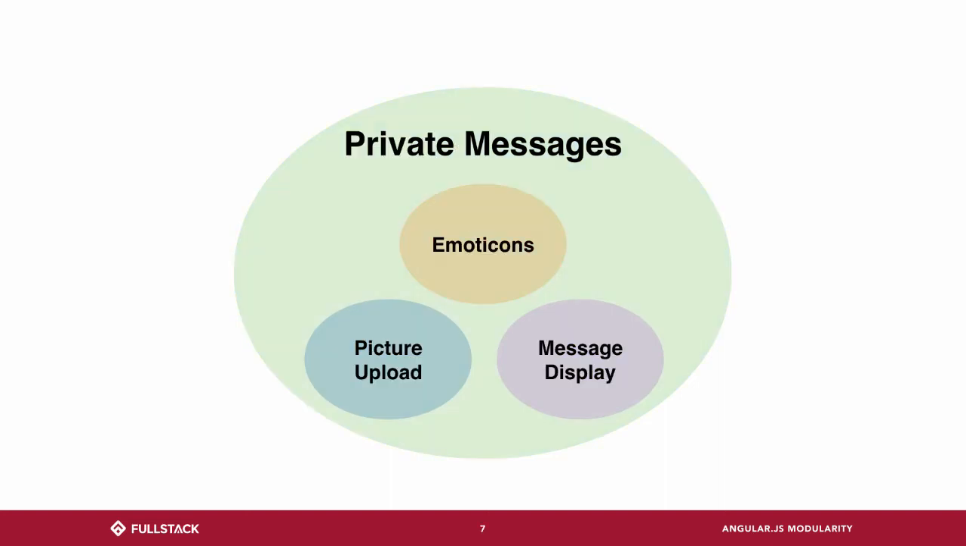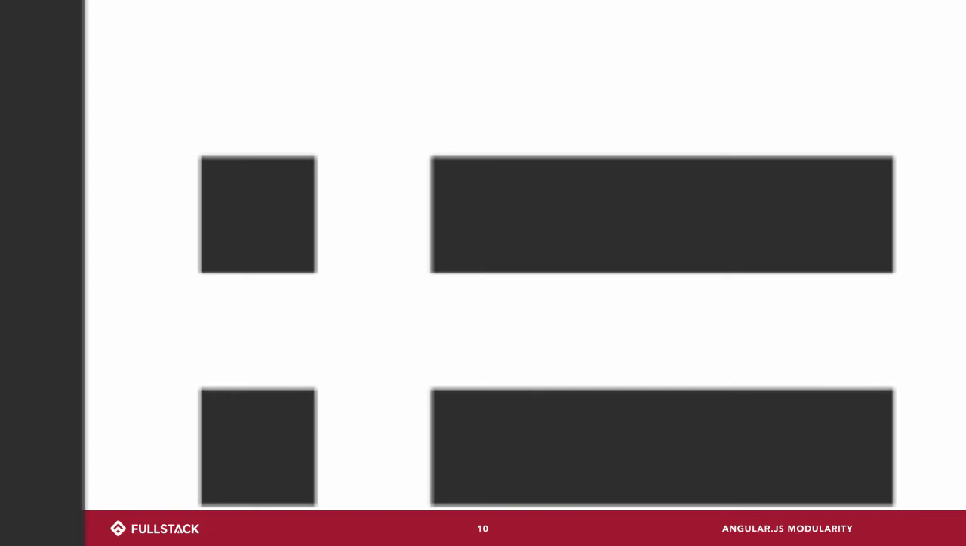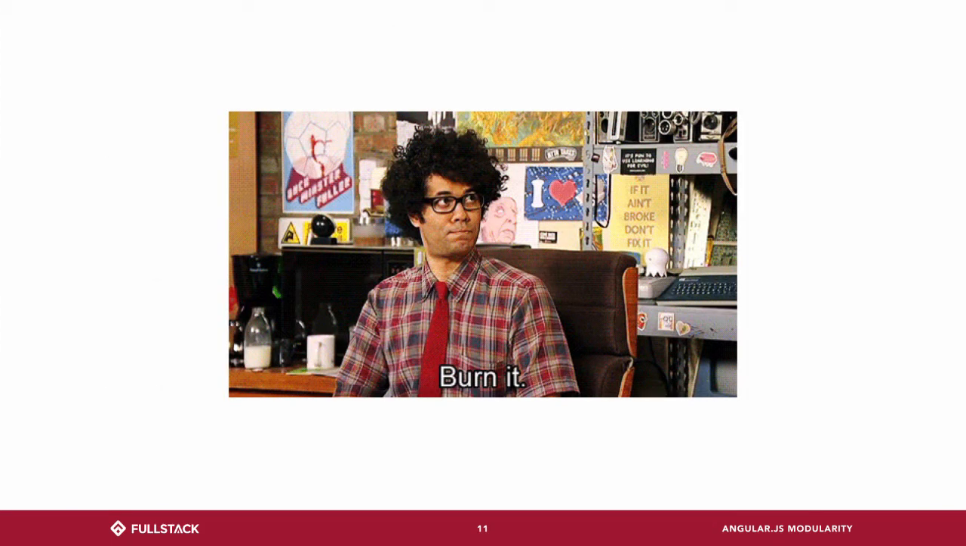And maybe there's another section of the application which is going to deal with private messages. And again, there can be different things that you'll be doing in this application. Maybe there's a section for uploading pictures, or for choosing emoticons, or for message display. And what it comes down to is that you want to be able to separate things out into smaller pieces. So things can get a little bit out of control during the development process.